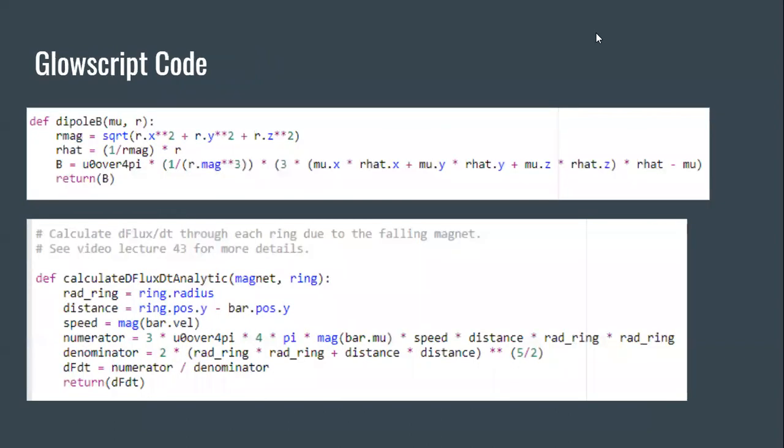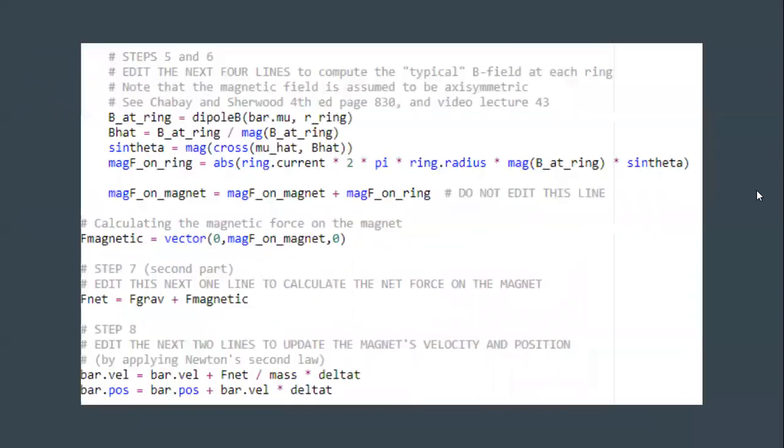So now to go through my GlowScript code, at first I had to update all of the physical constants. And then I calculated the dipole moment of the magnet, just like I did in lab 3. And then on the bottom, I calculated the change in flux over time through each ring due to the falling magnet. So the tube was separated into a bunch of rings that each had a current. And this was using the equation that I mentioned before a couple slides back. So this was just putting this into GlowScript.